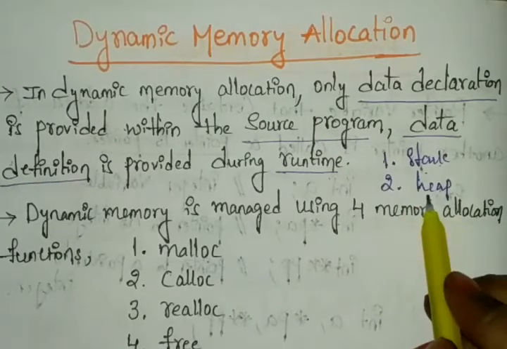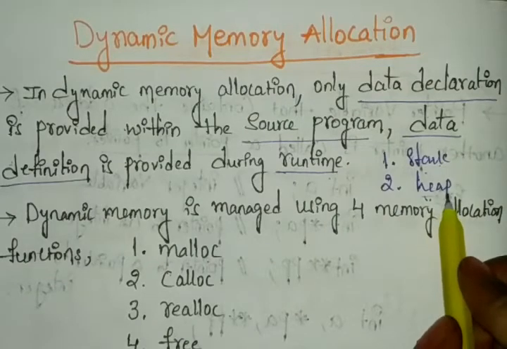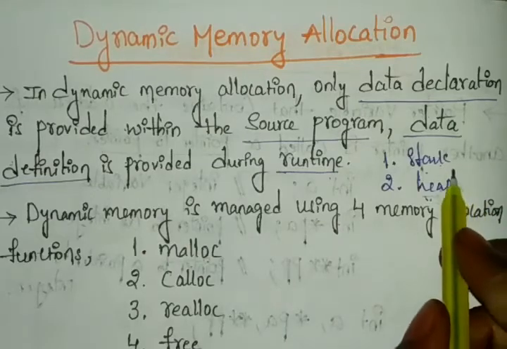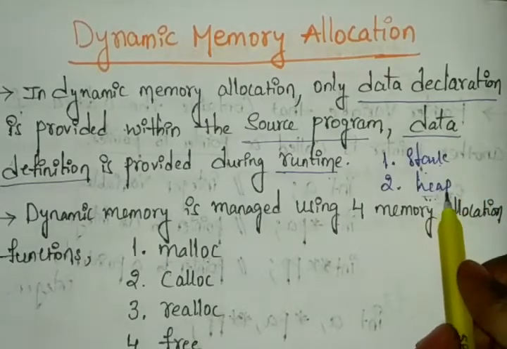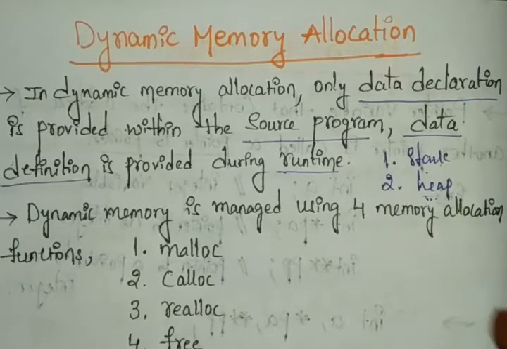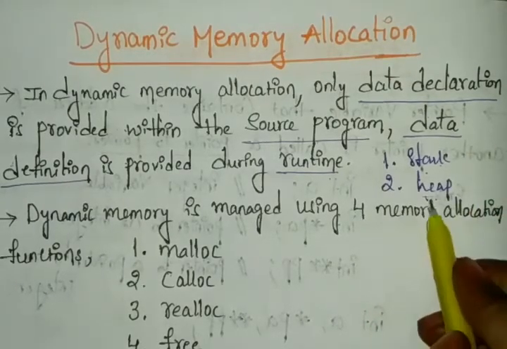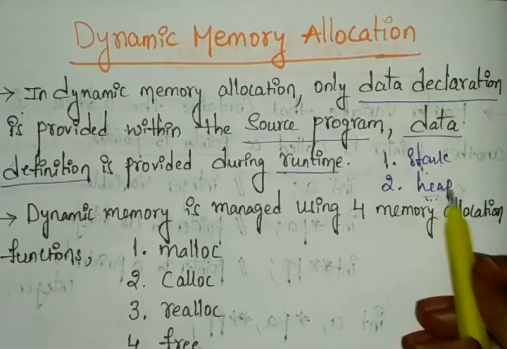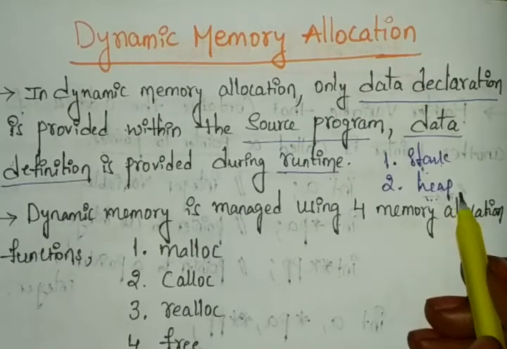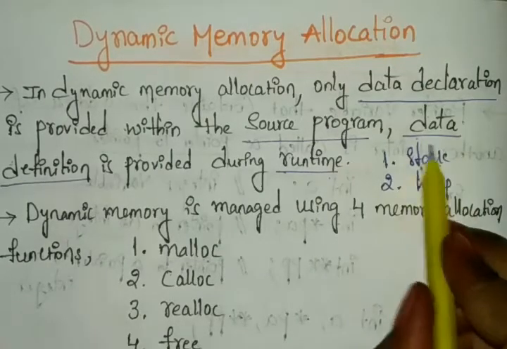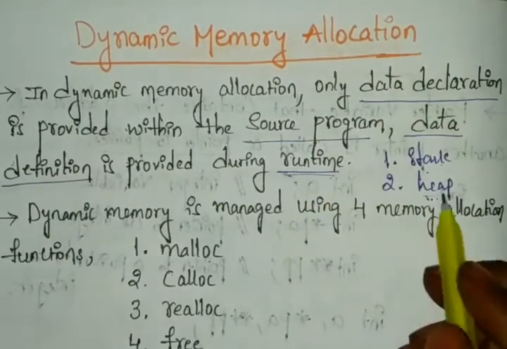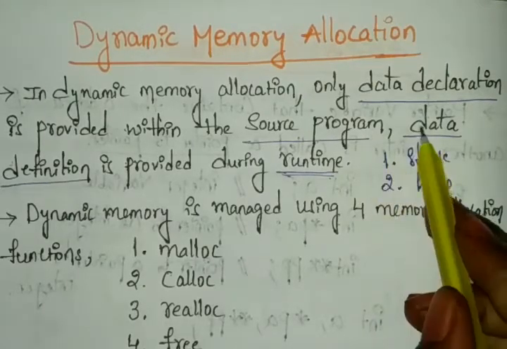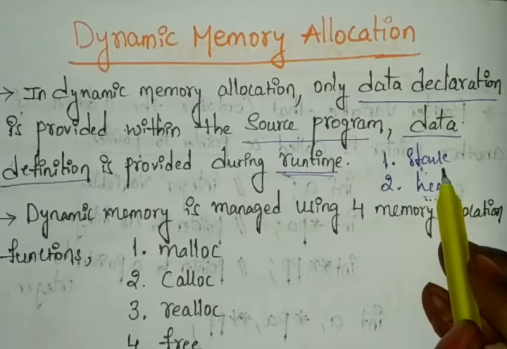Next we have the heap. This is the unused memory. Whatever unused memory you have in the program can be used to allocate memory dynamically. So the unused memory is stored in the heap format, and it can be used to allocate memory dynamically whenever you are running the program. When you are doing the runtime process for the program, the heap will be used. If you are working with the source program only, the stack will be used.